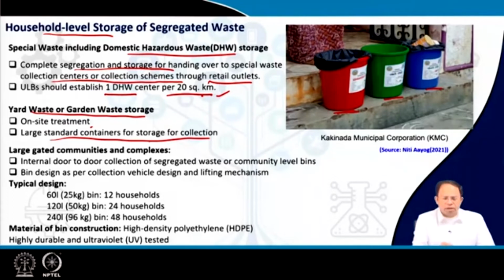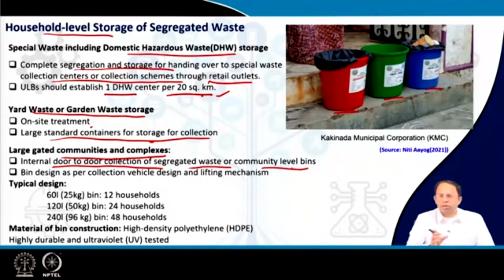So if I don't want to compost in my own garden, or use it as fertilizer in my own garden, then I can keep it stored in a large container, and it will be collected by the municipality after certain intervals. For large gated communities and complexes where a lot of people stay together, an internal door-to-door collection system is usually proposed. That means the community should have its own door-to-door collection system, and segregated waste has to be stored in community level bins.